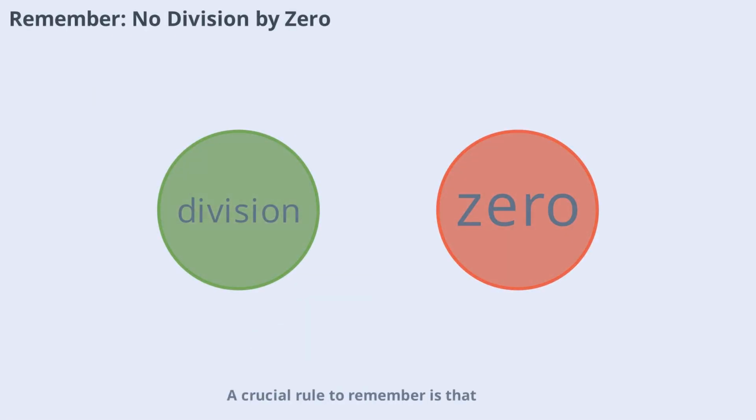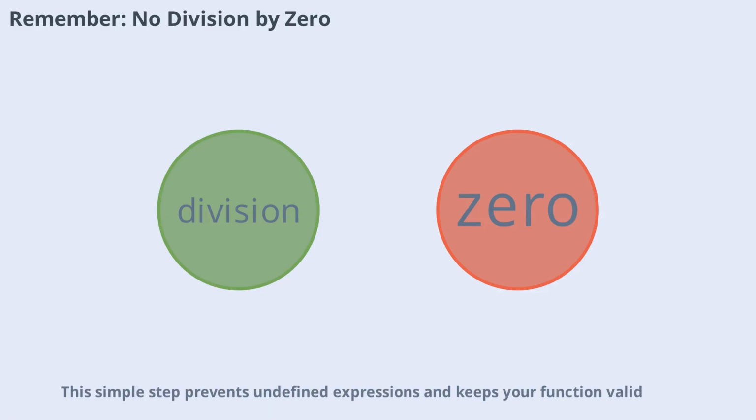A crucial rule to remember is that division by 0 is never allowed in mathematics. Always check the denominator of any fraction in your function and exclude values of x that make it 0. This simple step prevents undefined expressions and keeps your function valid.